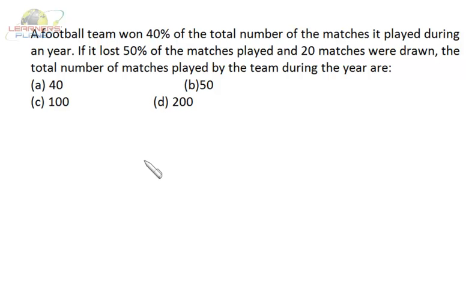A football team won 40% of the matches and it lost 50%. Winning 40%, losing 50%, so the remaining 10% are draws. And 20 matches are draws. That means 10% is 20. Then we have to find out the total number of matches. So 10% is 20, that means 100% is 200. Isn't it very simple? You can do these sorts of problems even mentally.